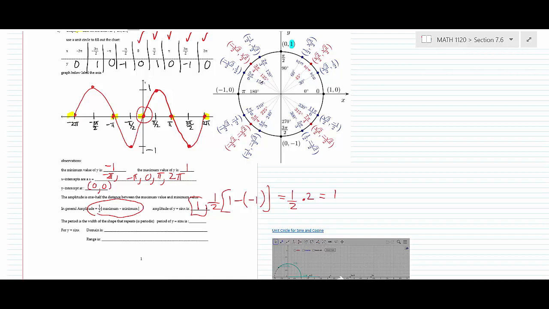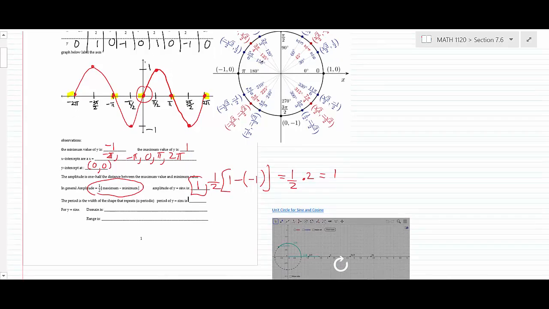2, right? What's half of 2? 1. That's what an amplitude is: it's half the distance from the minimum to the maximum. So that's 1. Amplitude of 1. Okay, that's what we call that number in a sine wave. Okay, the domain. The domain is all real numbers.